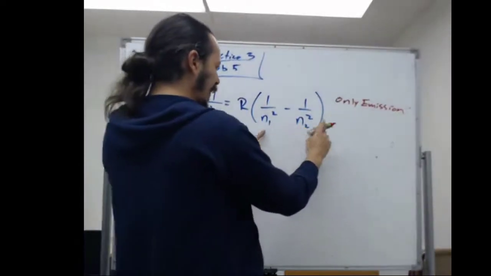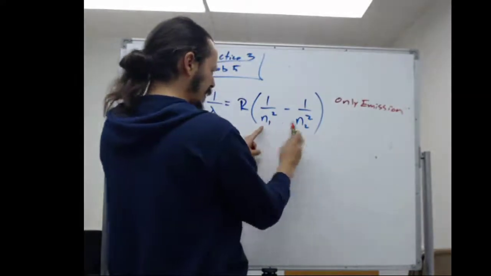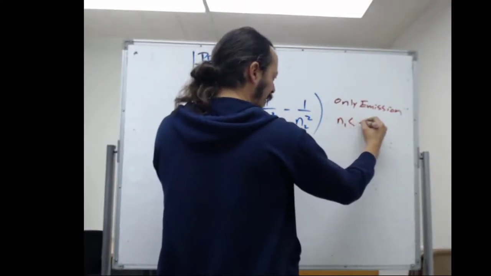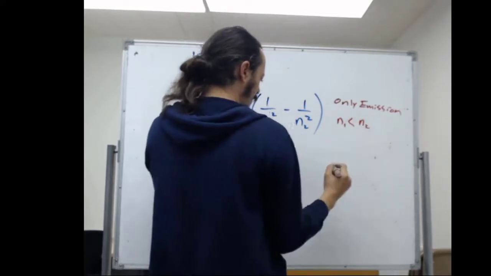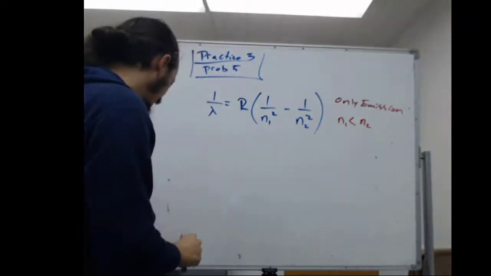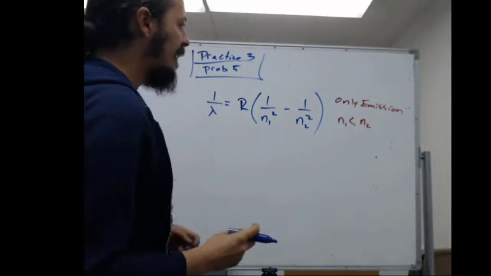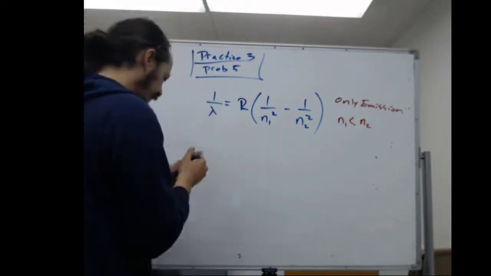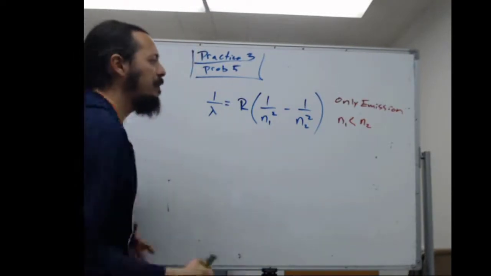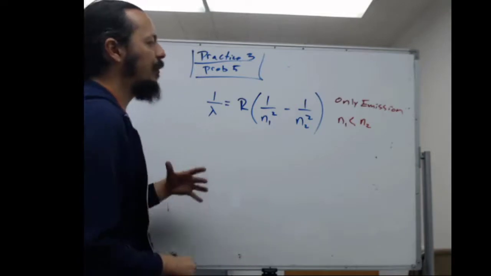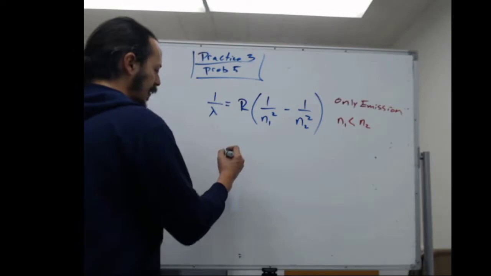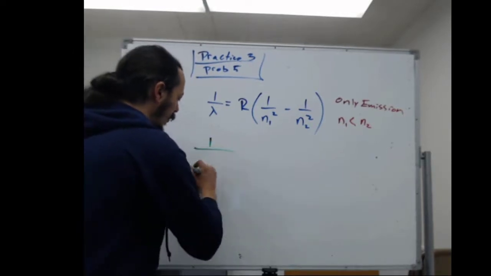And this is the part I always have to make sure I do correctly. N1 has to be smaller than N2. So in this case, since I know it's emission, at this point we just plug things in. We don't need a lot of conceptual understanding after we realize that this is what it's asking us to do. We can just start plugging in our different things.